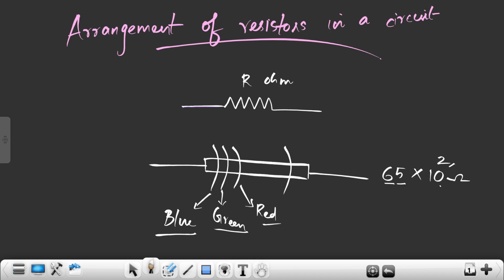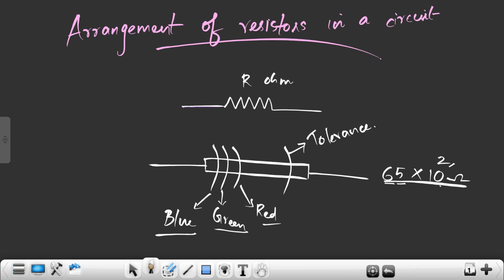So we got the resistance value. But you can see there is one more color ring. What does this mean? This is the tolerance. Tolerance means from this actual value of resistance, the value can be changed to a certain limit. To a small limit, the value can be changed. This difference is shown by tolerance.